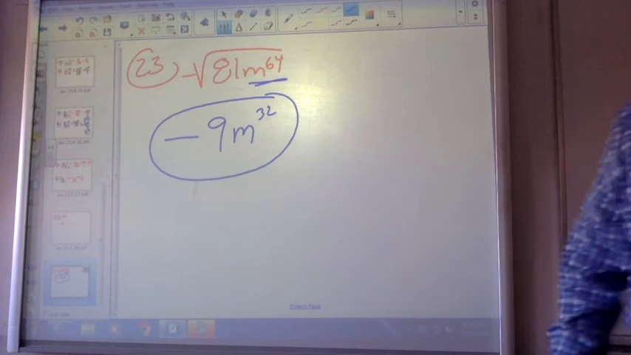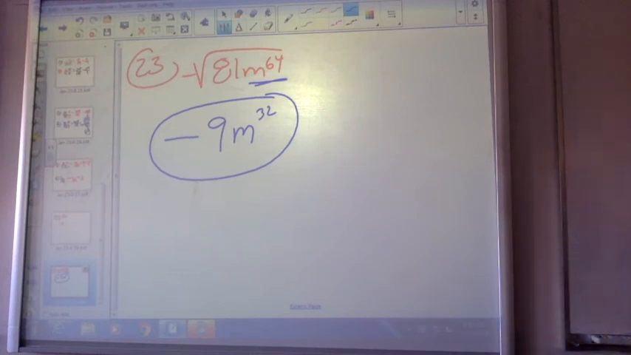No, because it's an exponent. Oh, right. When it's an exponent, you only take half to take the square root. If it's a base number, you don't. What else do we have on that back page? Go ahead.